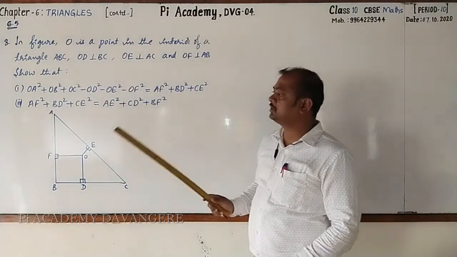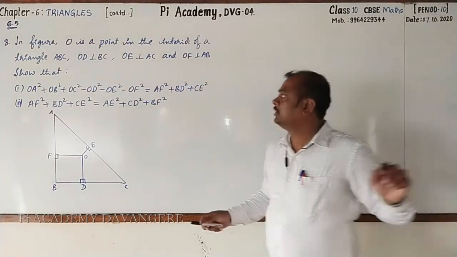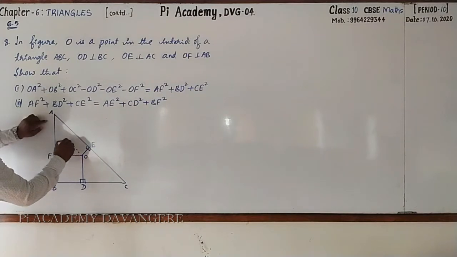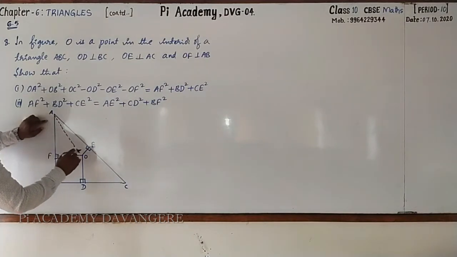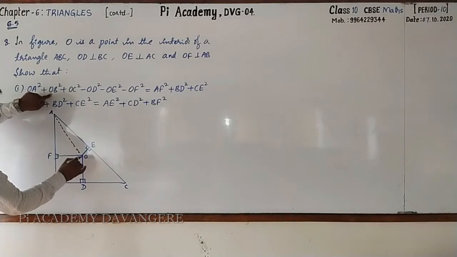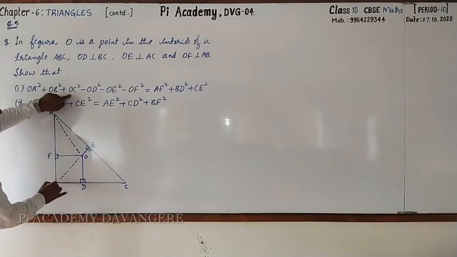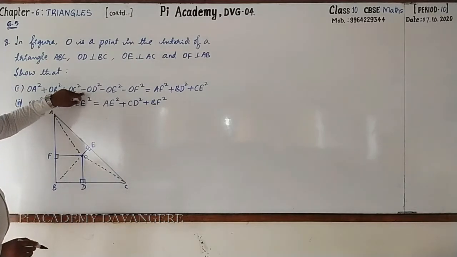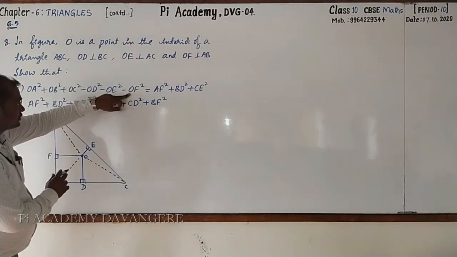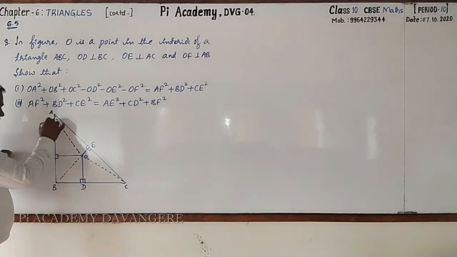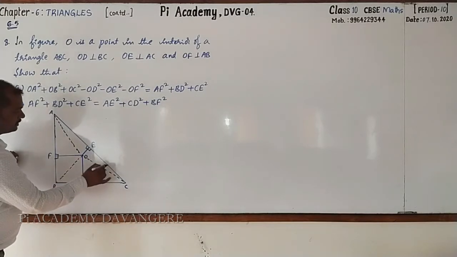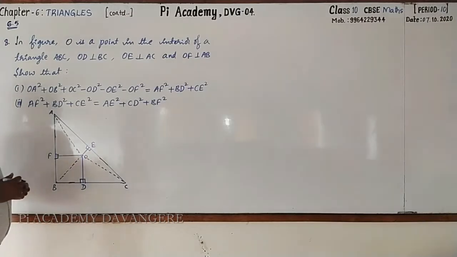With this information, we have to prove that OA square, let's go for join. OA square plus OB square plus OC square minus OD square minus OE square minus OF square equal to AF. This is AF here. Then BD is here. Next CE square. This is. How do you go for proving?